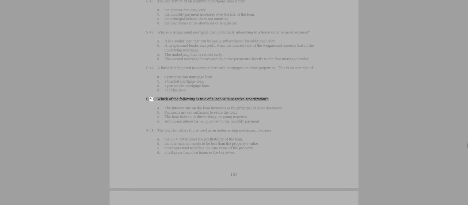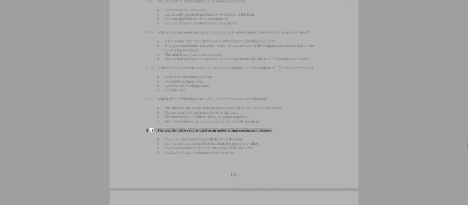S50. Which of the following is true of a loan with negative amortization? A. The interest rate on the loan increases as the principal balance decreases. B. Payments are not sufficient to retire the loan. C. The loan balance is diminishing, or going negative. D. Additional interest is being added to the monthly payment.